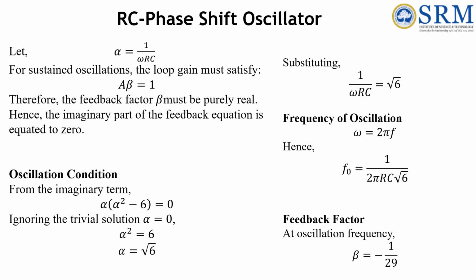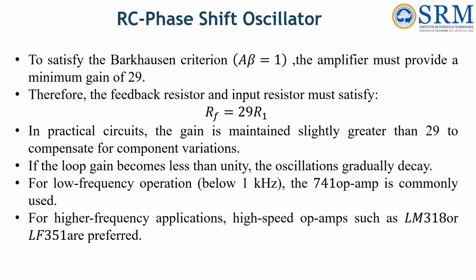The feedback factor at the oscillation frequency, we get beta is equal to minus 1 by 29. In the RC phase shift oscillator, the RC network attenuates the signal by a factor of 1 by 29. To satisfy the Barkhausen criteria, A beta must be equal to 1. So, the amplifier must provide a minimum gain of 29. So, for an inverting op-amp configuration, the gain is given by A is equal to minus RF by R1. Hence, we can find the feedback resistor and R1 relationship. So, the feedback resistor must be approximately 29 times the input resistance.